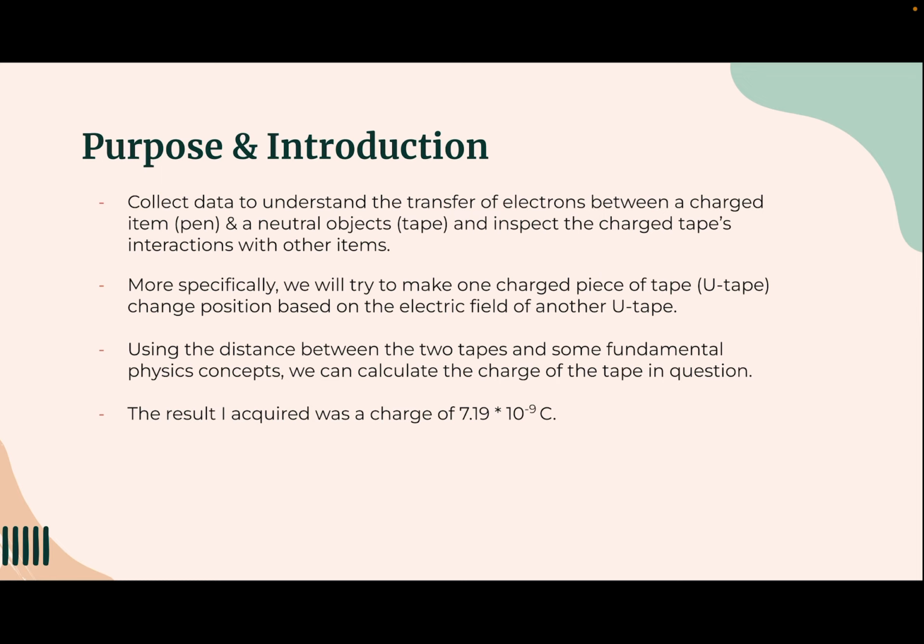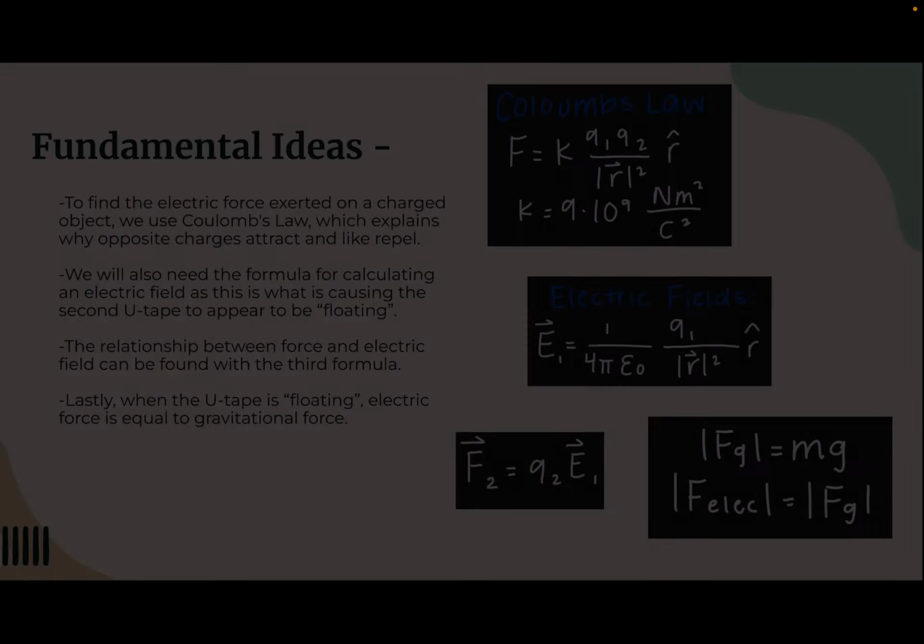But more specifically, we'll try to make one charged piece of tape, which we call the U-tape, change position based on the electric field of another U-tape we create. And then using the distance between the two tapes and some fundamental physics concepts we'll discuss, we can actually calculate the charge of tape in question. And so the result I got from this was a charge of 7.19 times 10 to the negative 9th coulombs.